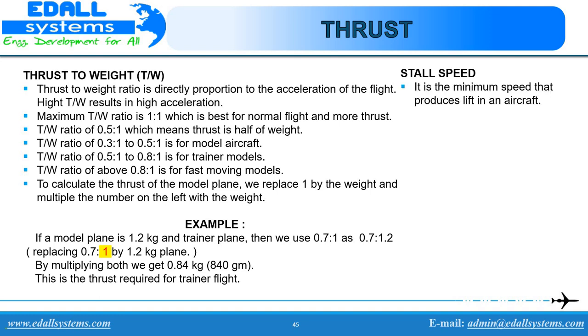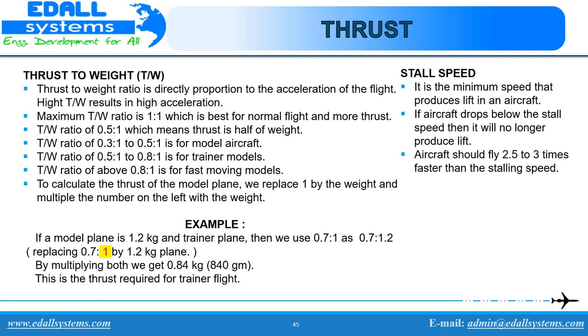Stall speed is the minimum speed that produces lift in an aircraft. If the aircraft drops below the stall speed, then it will no longer produce lift. An aircraft should fly 2.5 to 3 times faster than the stalling speed. Stall speed is 4 to 5 times the root chord of the wing loading.